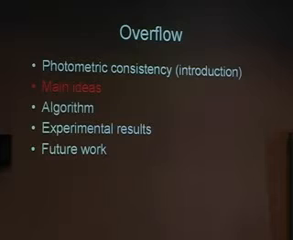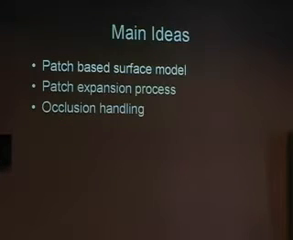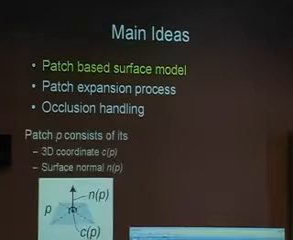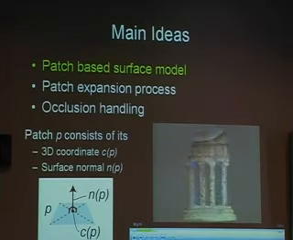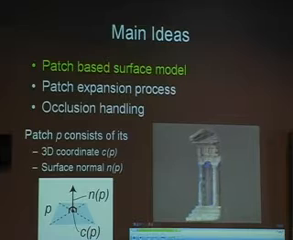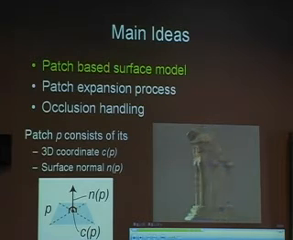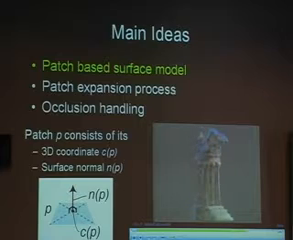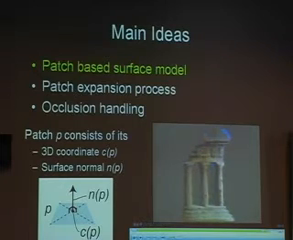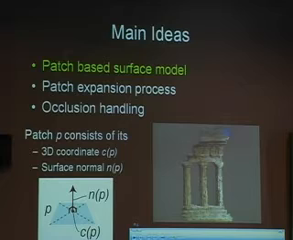So now I'm going to talk about the main ideas of our approach framework. There are actually more than 3 main ideas, but I just picked 3 major ideas. First is a patch-based surface model. Typically, when you talk about 3D reconstruction, people are interested in getting a 3D mesh model or triangulated mesh model, but we use a set of smaller rectangle patches to represent the surface of an object.